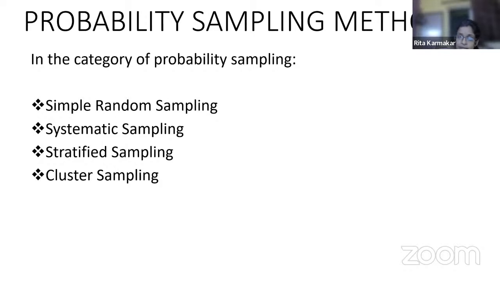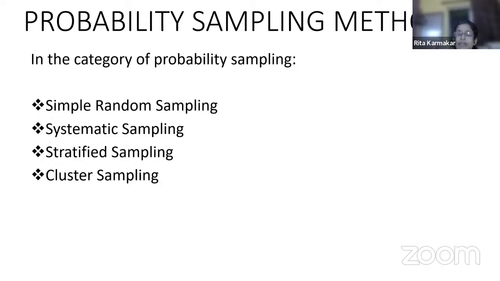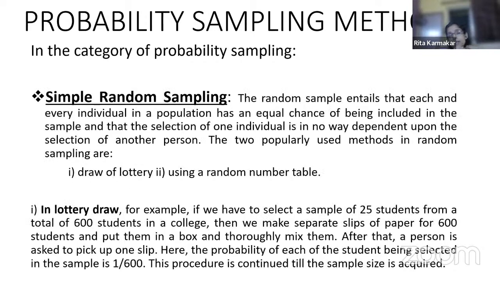There are a few major categories as per your syllabus. I have prepared them. However, there are many others. These 4 are in your syllabus, hence I will discuss these 4, though it is not an exhaustive list. The first and foremost, which is very widely used in research, is simple random sampling. Then we have systematic, stratified, and cluster sampling. This is exactly as per your syllabus. Now, this is simple random sampling.